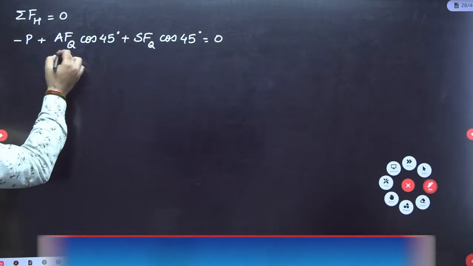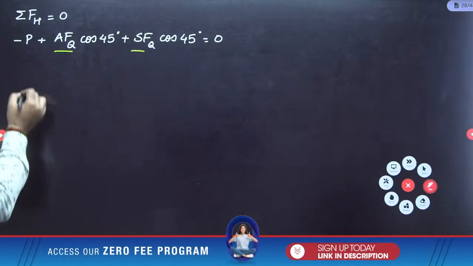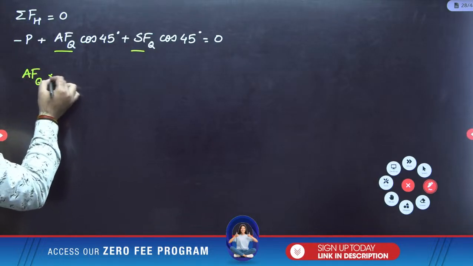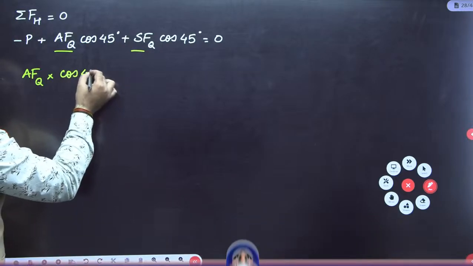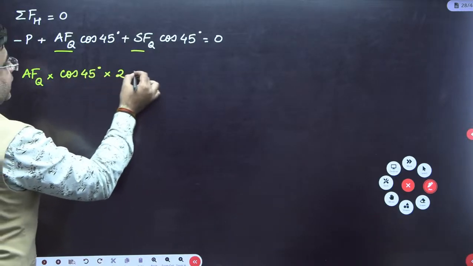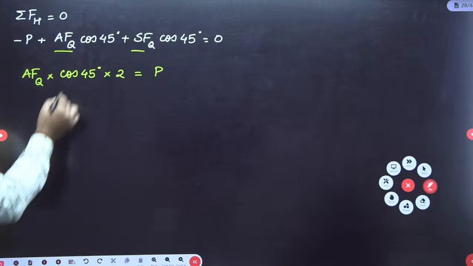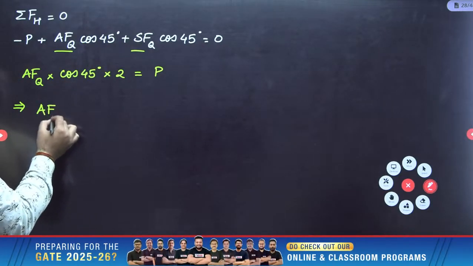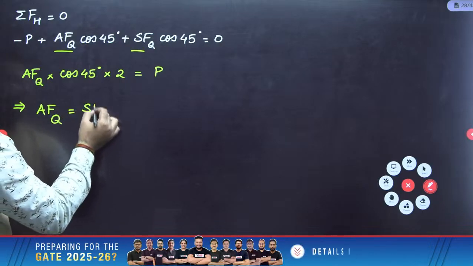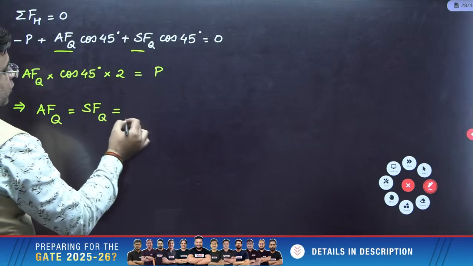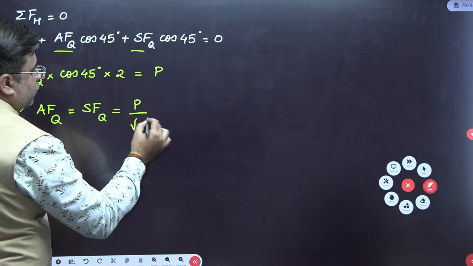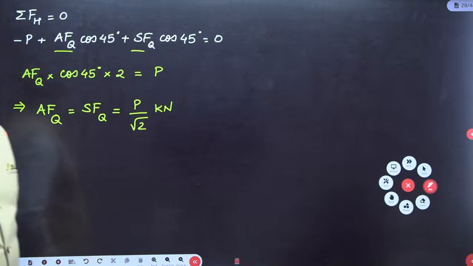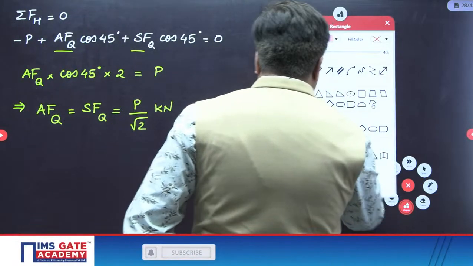Now this axial force at Q and shear force at Q are the same, so I can write axial force at Q into cos 45 degrees into 2 is equal to P. So cos 45 is 1 by root 2, substitute and get the answer. Axial force at Q is equal to shear force at Q, which is P by root 2 in kilonewton. So this is your axial force and shear force at Q.